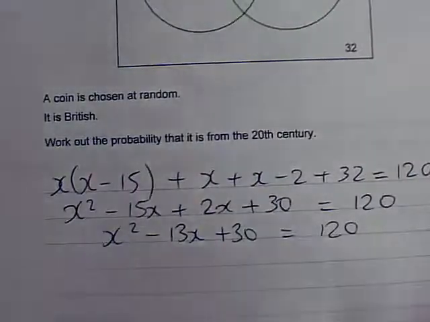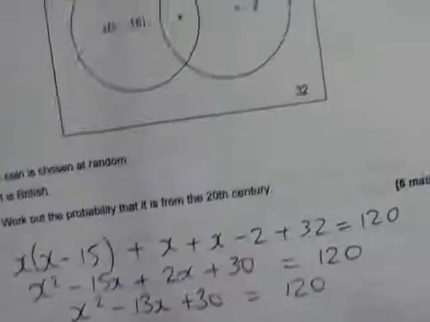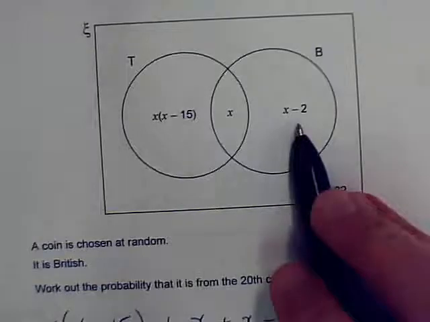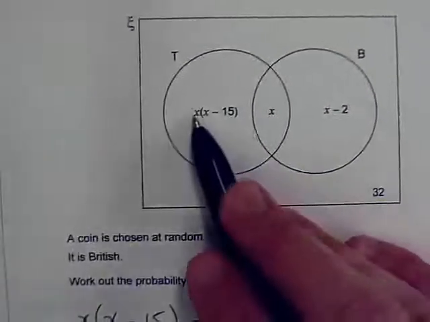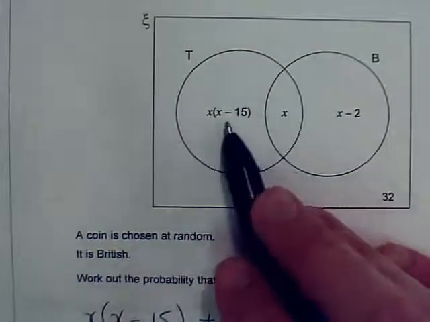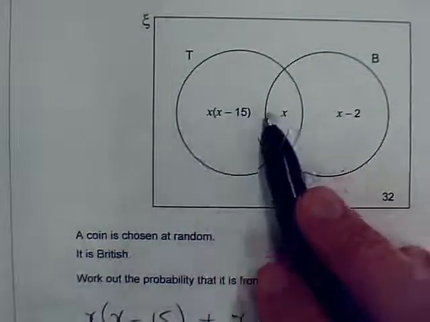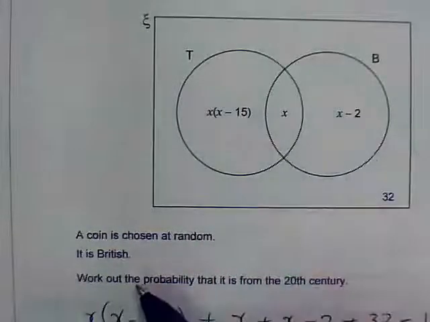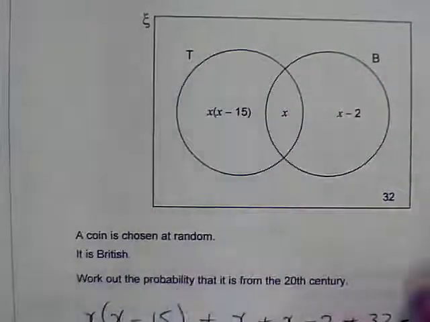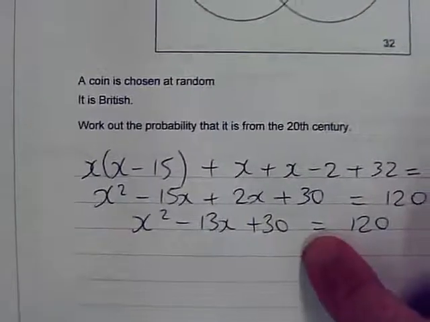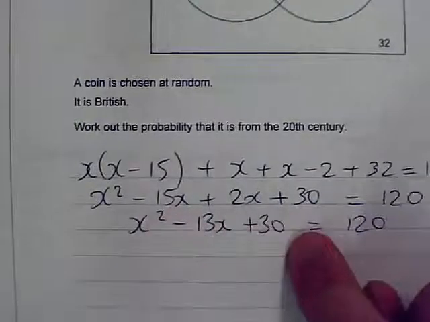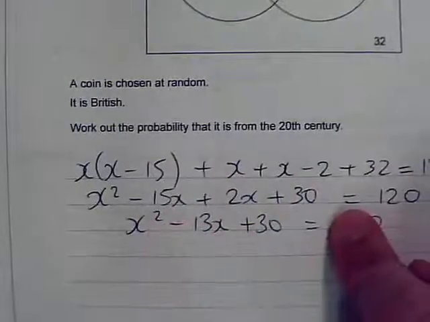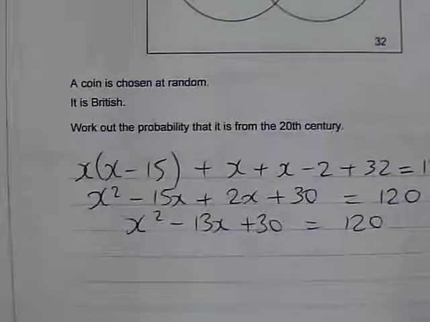Now, the idea of doing all of this is, remember x just stands for a number, and it refers to the number of coins. So what we're trying to do really is work out what x is, because then that can help us work out how many coins are in each of these parts, and then we can work out the probability. So because we've got x squared, if we make it equal to 0, we could perhaps factorise it, and then that can tell us what x is.